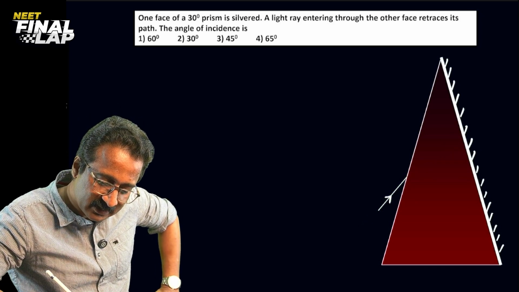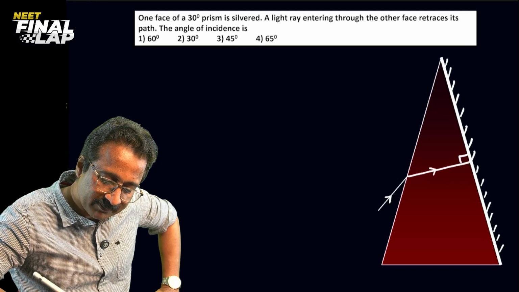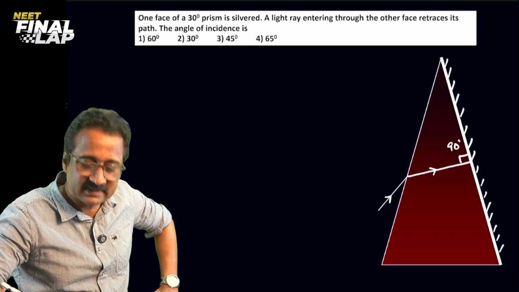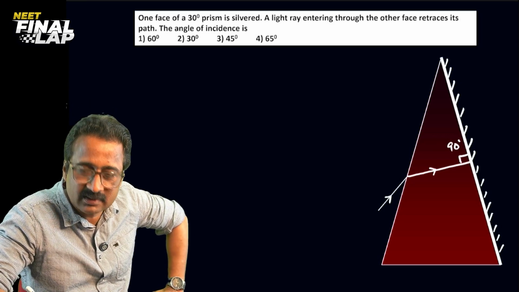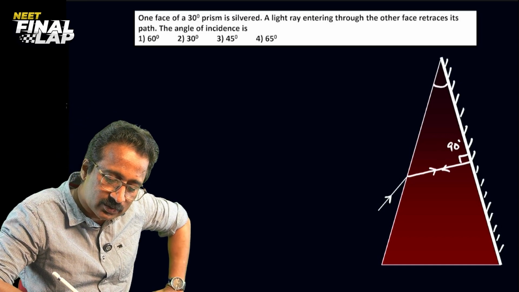So let us consider the refracted ray. At least indirectly they are saying that this light ray is falling at this surface like this. It strikes such that this angle is 90. Only then will retracing happen.